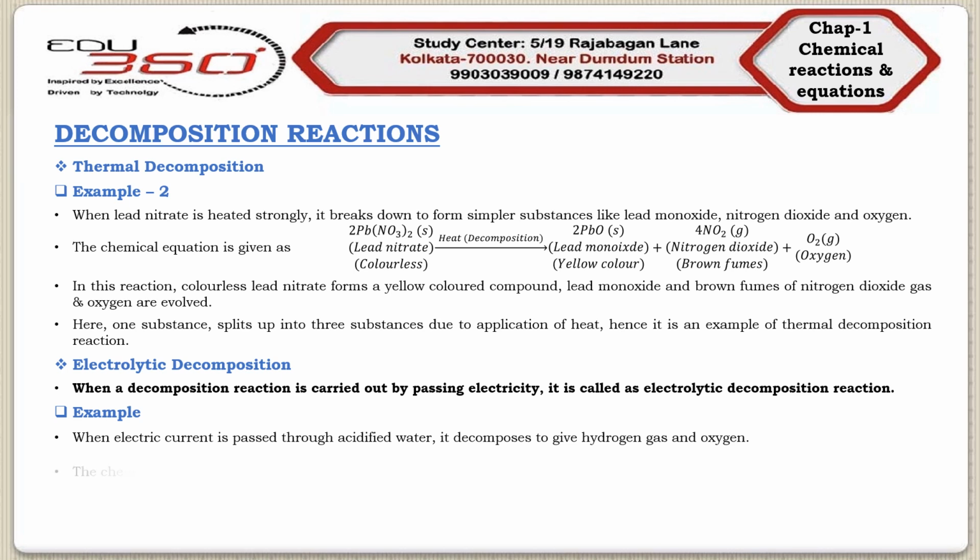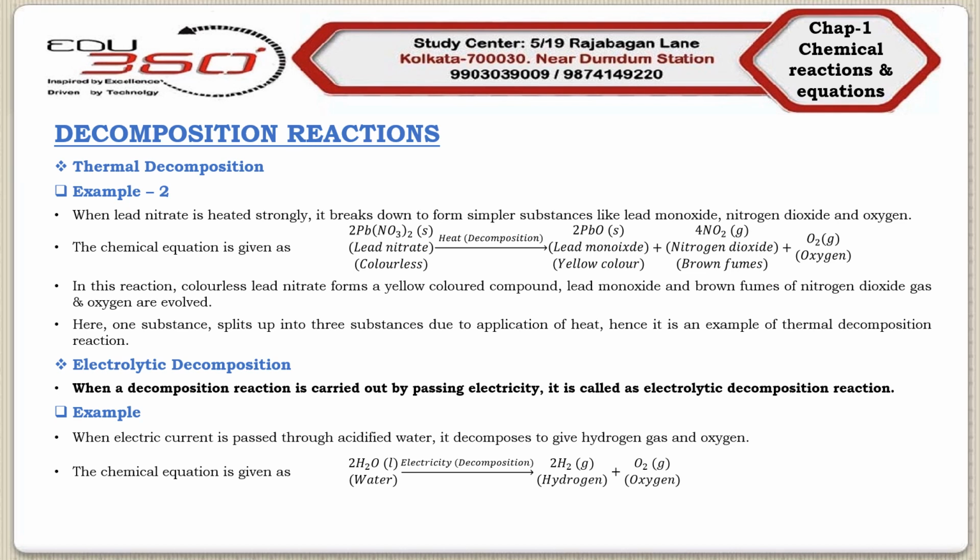Now the chemical equation is given as follows: 2H2O, it is a liquid substance. Now we are allowing electric current to flow through the acidified water, so we have mentioned it within the equation, and the products are hydrogen, H2, and oxygen. All are colorless gases. So the equation is 2H2O arrow 2H2 plus O2.